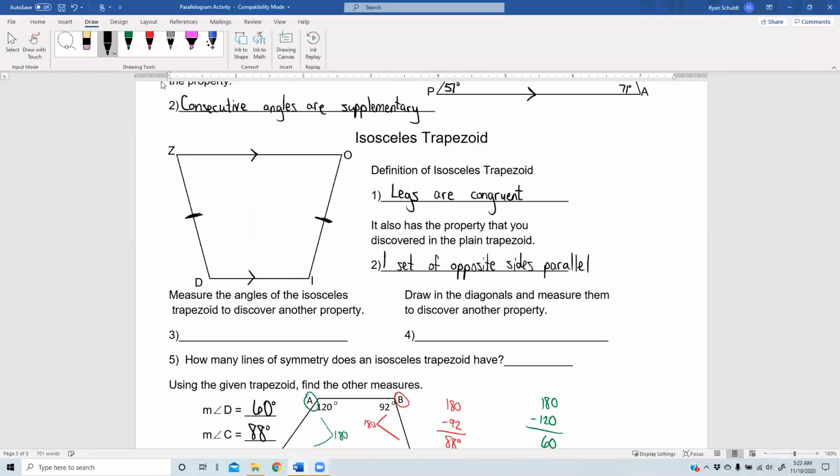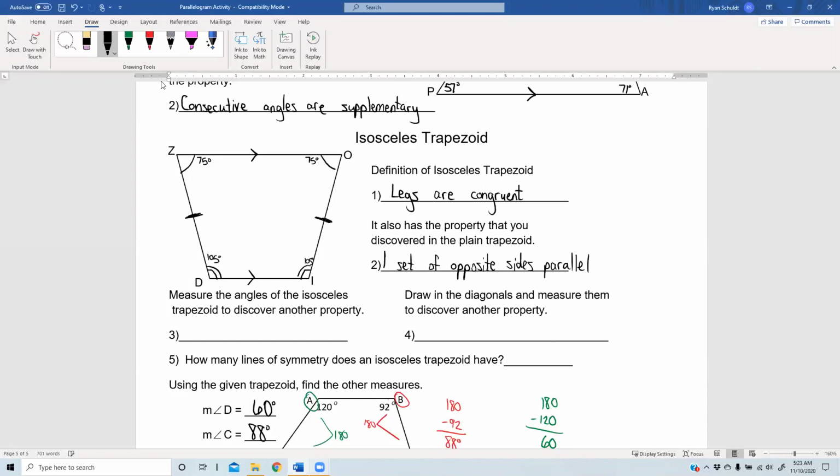That way you have them. So angle Z right here is 75 degrees. Angle O right here is 75 degrees. D is 105 degrees. I is 105 degrees. So what do we notice about the angles?